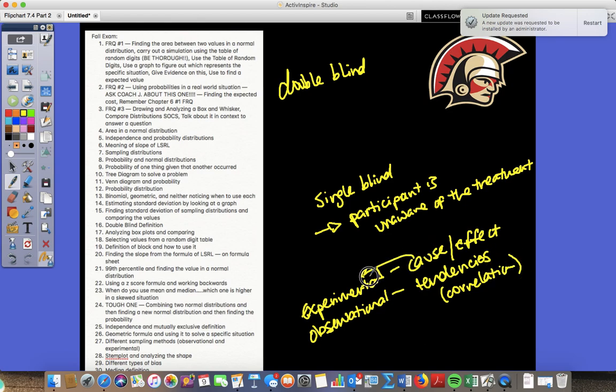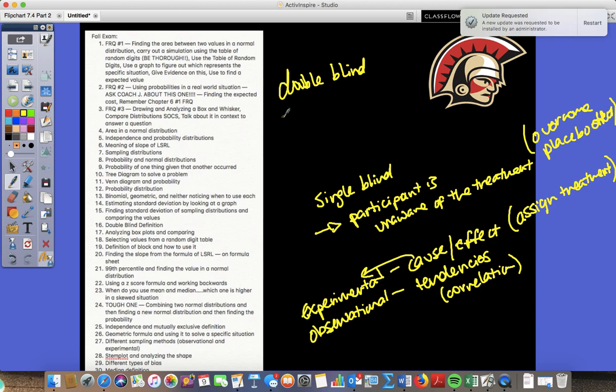So cause and effect can only be experimental, and in an experiment, the difference is you assign treatment, okay? Sorry if you hear my daughter. We'll keep it rolling. But a single blind experiment is something where the participant is unaware of the treatment group. We do this to overcome the placebo effect. So they don't know what they're being given, okay?